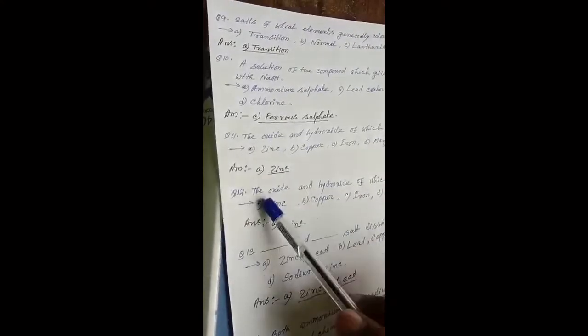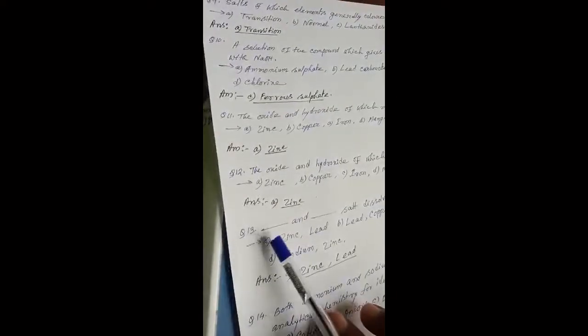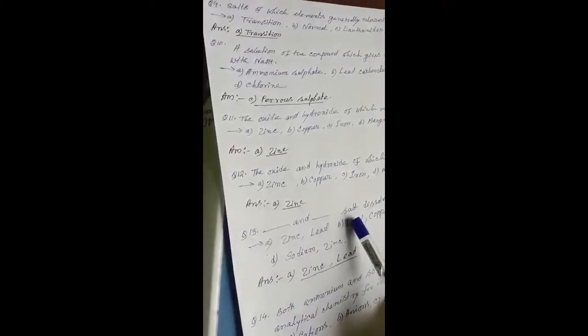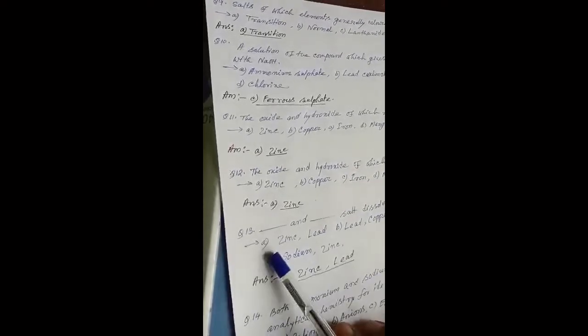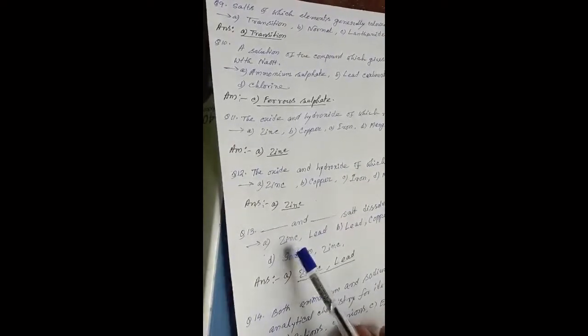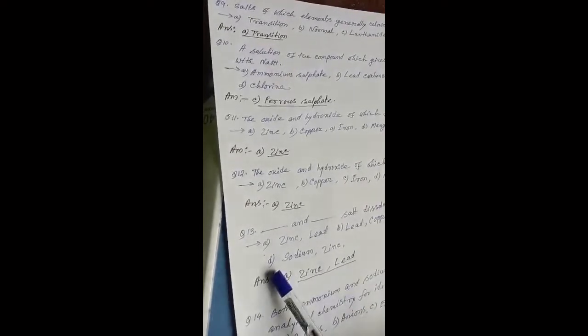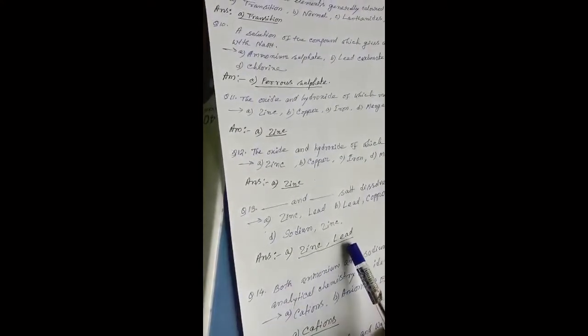My dear students or viewers, questions 11 and 12 were repeated, sorry. Next question 13: dash and dash salts dissolve in sodium hydroxide. Option A, zinc, lead. Option B, lead, copper. Option C, sodium, lead. Option D, sodium, zinc. The correct answer is option A, zinc, lead.